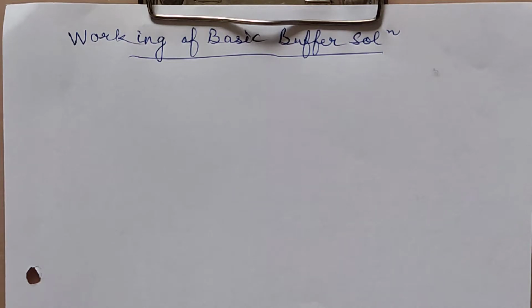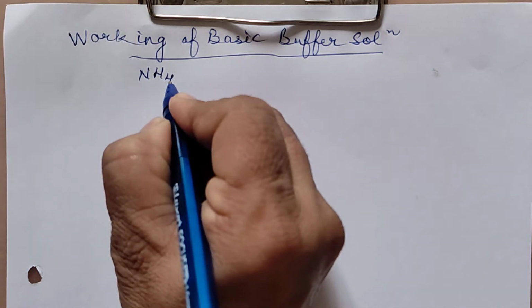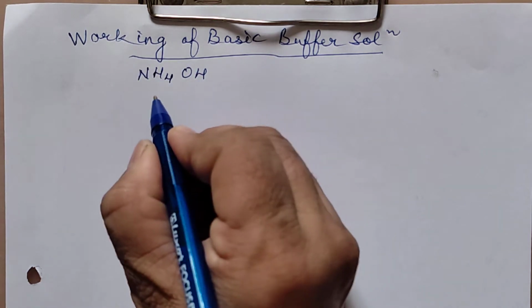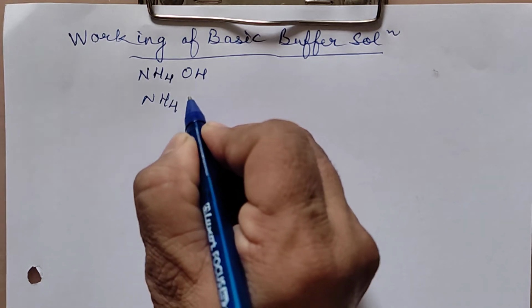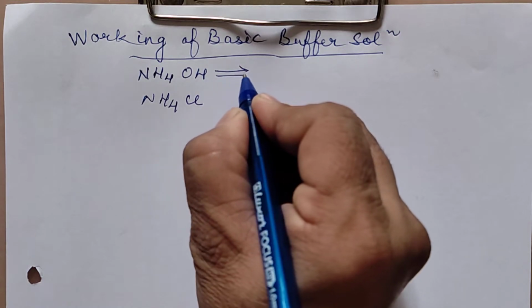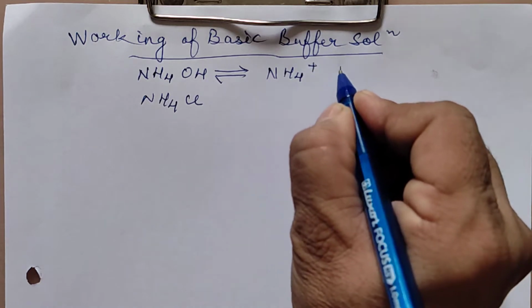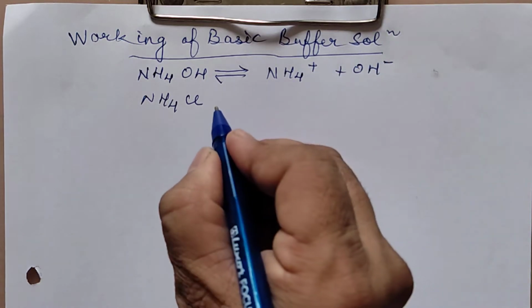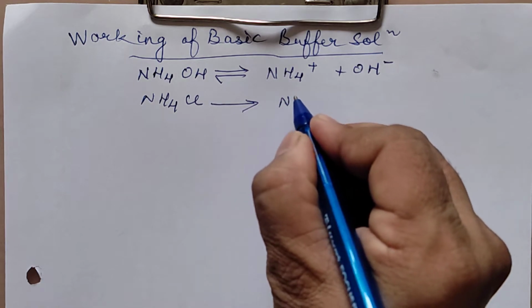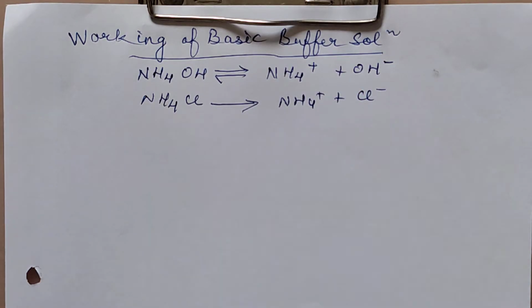Now moving on to the working of the basic buffer solution. I am taking that common example which will be easy for you to understand, ammonium hydroxide and ammonium chloride. Ammonium hydroxide is a weak electrolyte and will not ionize completely, so you write a reversible arrow. It will form ammonium ion and OH minus ion. Ammonium chloride is a strong electrolyte, and it will form ammonium ion and Cl minus ion. So again there is a common ion. If a common ion is there, as we have already discussed, the ionization of the weaker electrolyte is suppressed.